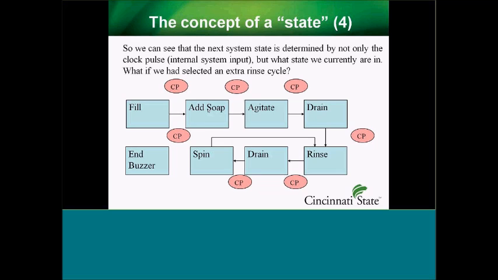It doesn't go to the end buzzer, because the signal was that you pushed that little button that says extra rinse. So when it hits that spin cycle, it says, oh, I've got this input for the extra rinse. Therefore, I don't go to state end buzzer; I go back to state rinse. And once it goes back to rinse, it goes through the same sequence that it usually goes through. And then boom, now you're done.